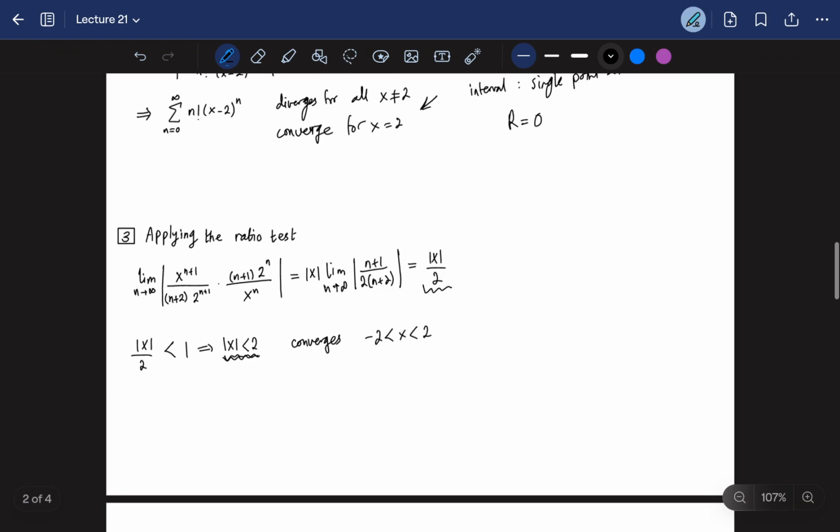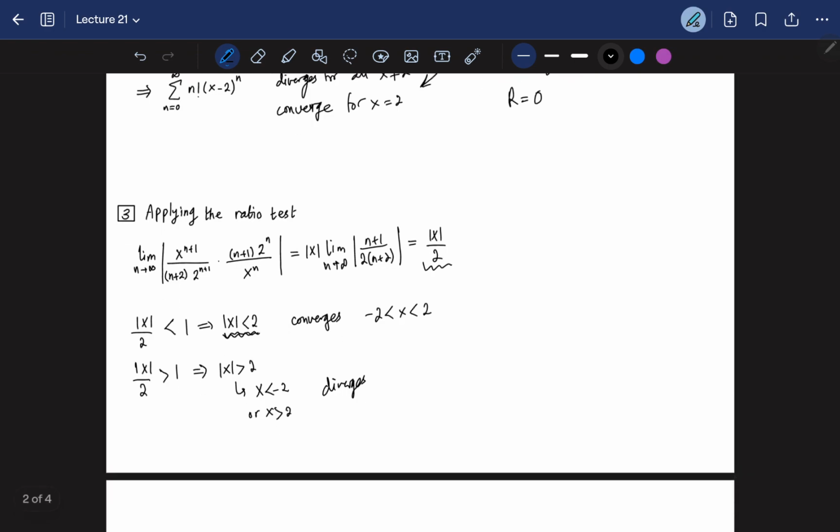Okay, now let's see what happens if the value of the limit is bigger than 1. So if it's bigger than 1, by the ratio test, it diverges. So again, if we rewrite it, and now if you use the properties of an absolute value, this is x less than -2 or x bigger than 2, and the series diverges there.